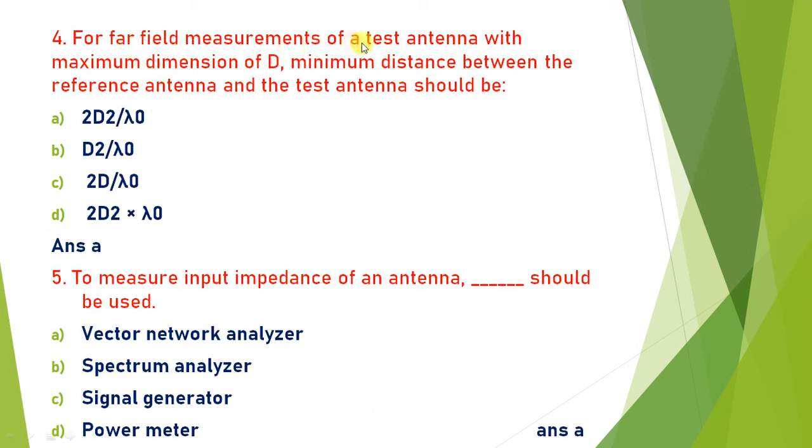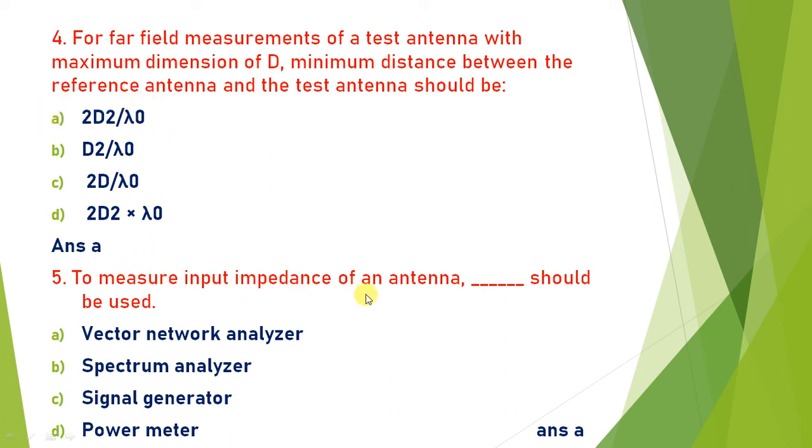For far field measurement of a test antenna with maximum dimension D, what should be the minimum distance between the reference antenna and the test antenna? For far field measurement, this dimension D and the distance are related by the equation 2D square by lambda. Okay, this is 2D square by lambda. So the answer is A.